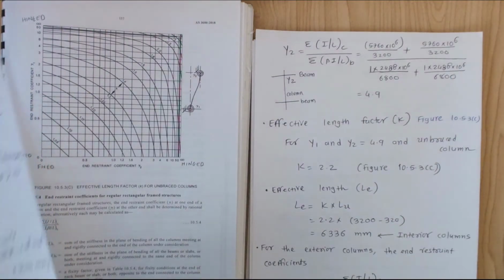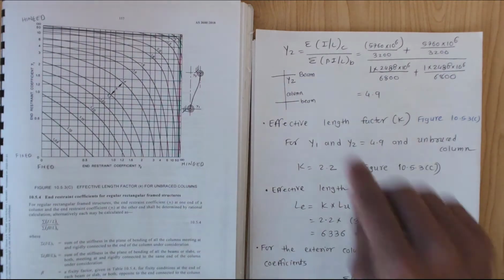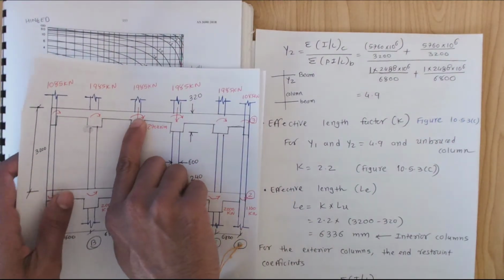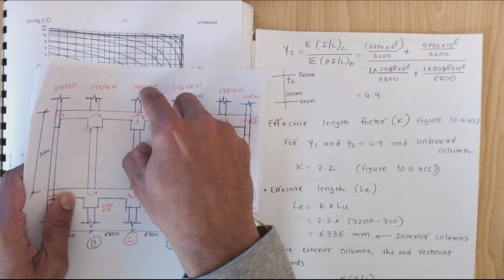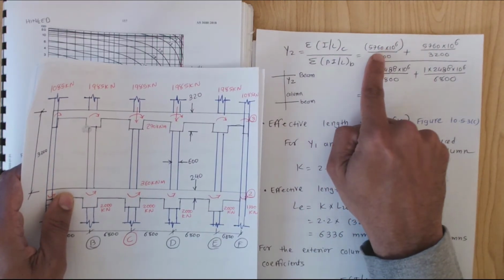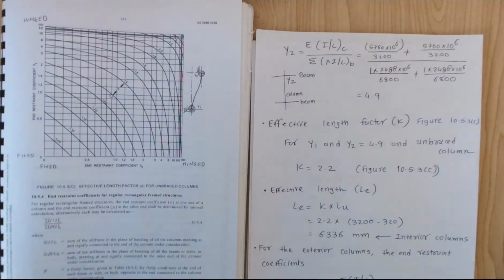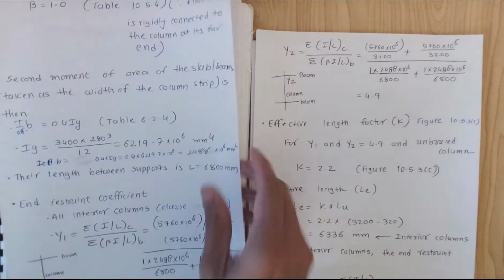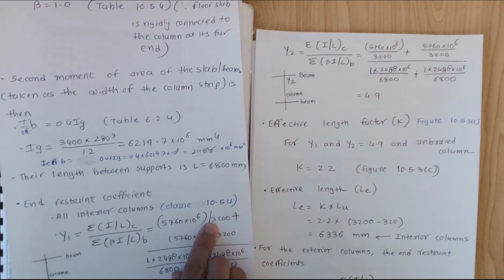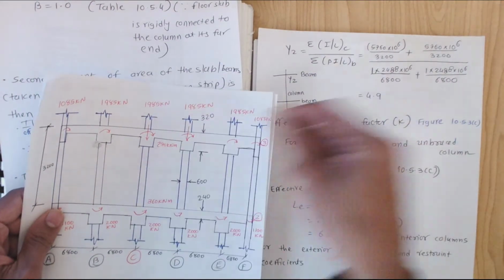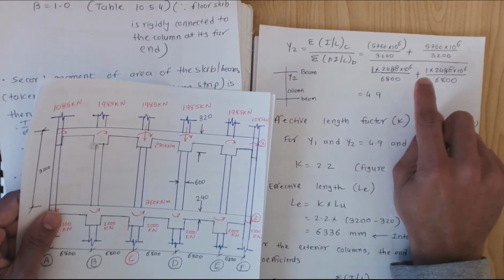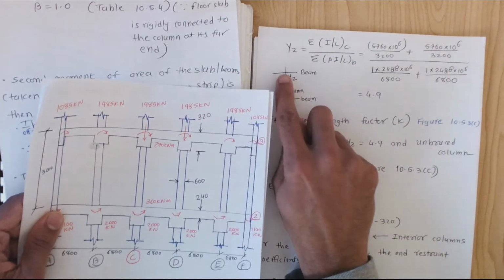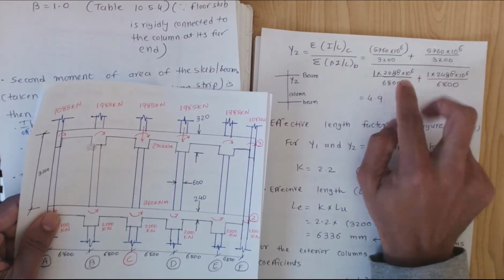Now we follow exactly the same procedure for the points here. Now we need to calculate the end restraint at this particular point. Here you have 2 beams and 2 columns. For the 2 columns you have 5760 times 10 to the power 6, the same thing, because these columns have the same moment of inertia and same length. So same as here, 5760 times 10 to the power 6 over 3200, and the second column 5760 times 10 to the power 6 over 3200. There is a beam here for this C, so you have 2 beams, 1 times 2 beams.